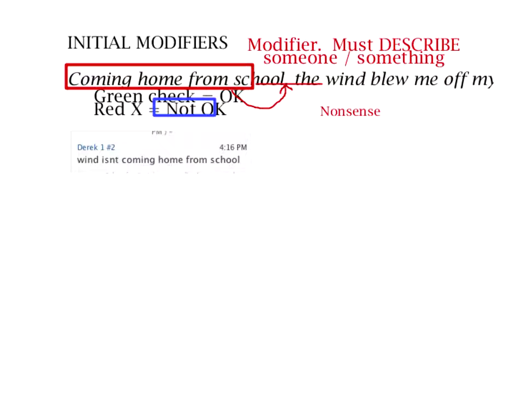So, there's a couple ways that the sentence could be corrected. If we had to leave the red part alone, what word would have to come here? Yeah, it would have to say I, right? So then you just have to construct the rest of the sentence around that. So one example of a correct version would be: coming home from school, I was blown off my bike by the wind.